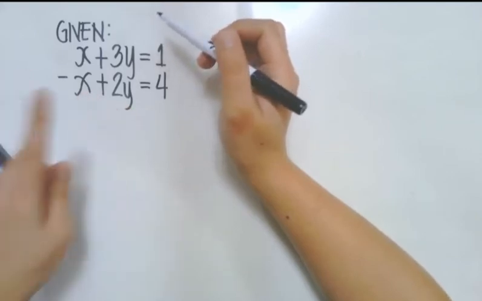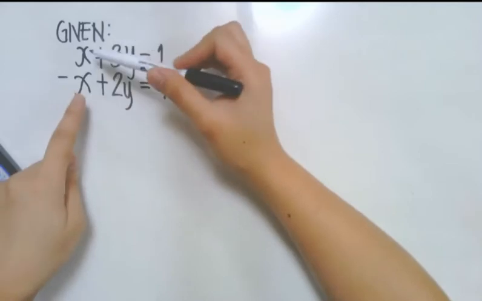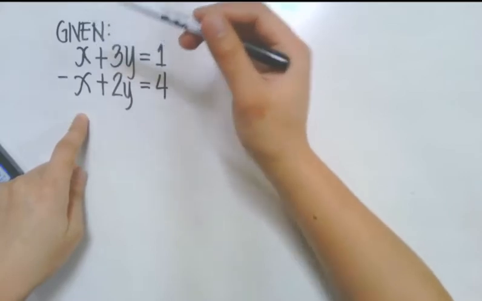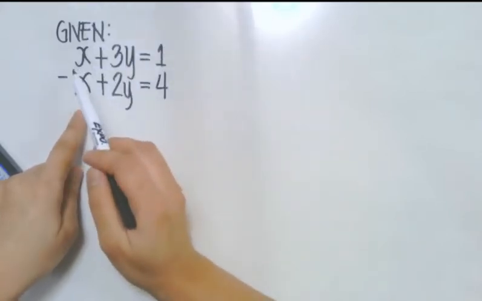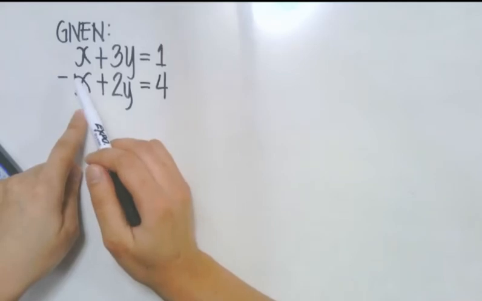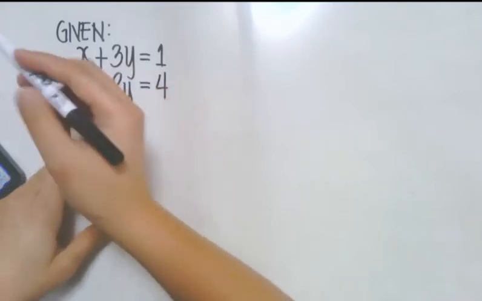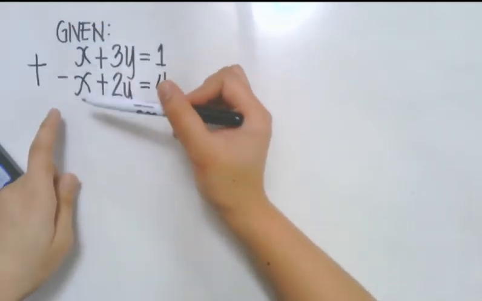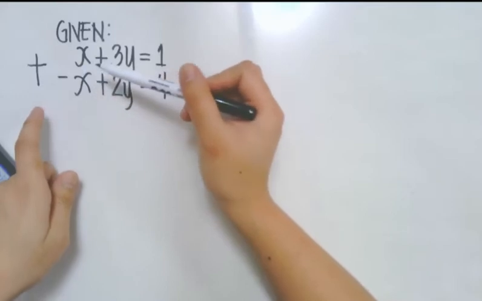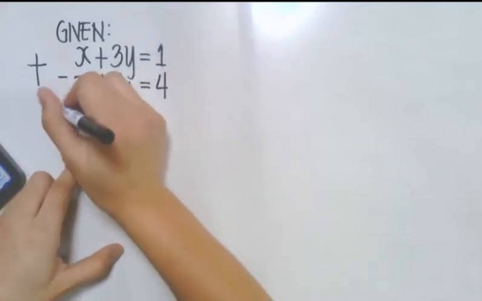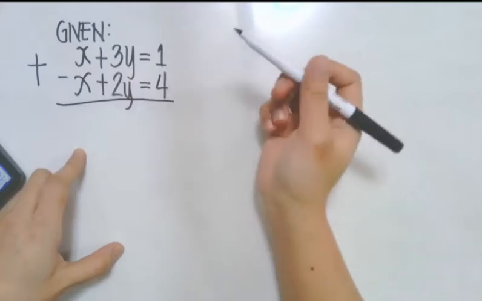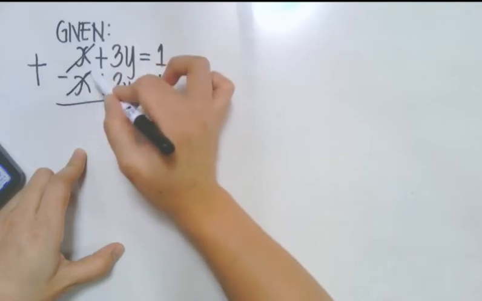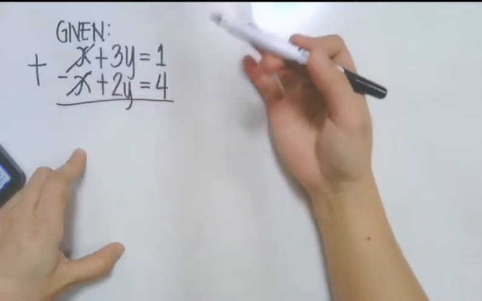Step 3, we need to decide how we should eliminate the variable x. Should we add or subtract? Since the signs of the numerical coefficients of our variable x here are opposite, we could use addition, so that when we add a positive and a negative with the same numerical coefficient, it will give you 0. So we add our two equations. Positive x plus negative x is equal to 0. And so your x variable is now eliminated.